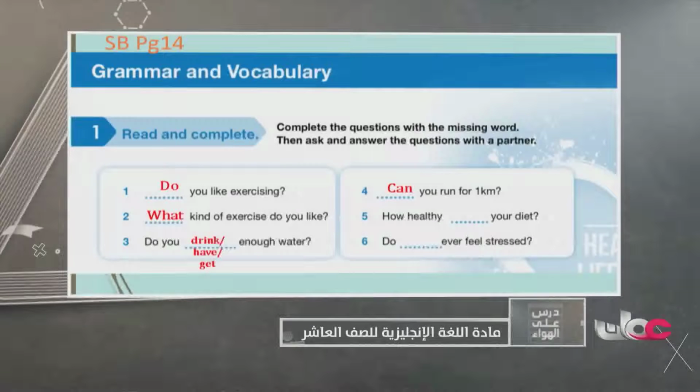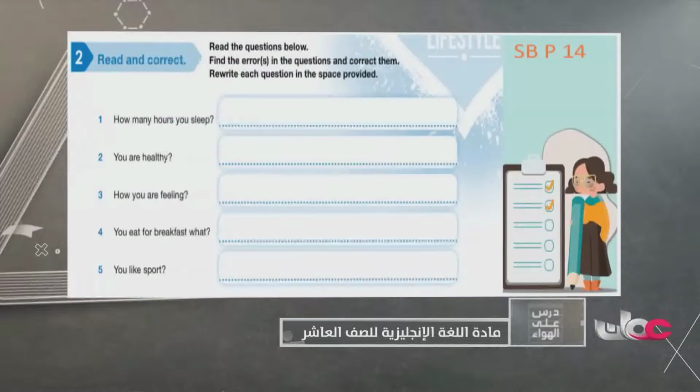Now number 5, how healthy is your diet? And the last one, do, and what is missing here is the subject. Do you ever feel stressed? So this is how we form yes no questions and give you some examples, and then you completed these questions with the missing words. Now let's move to the second question, which is finding the errors in these questions.